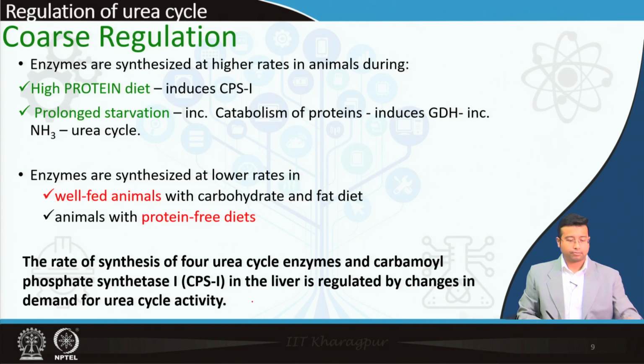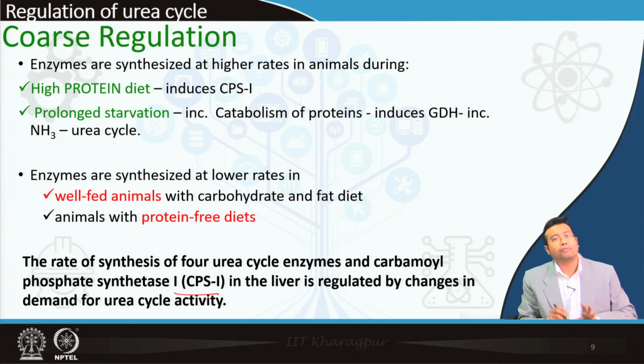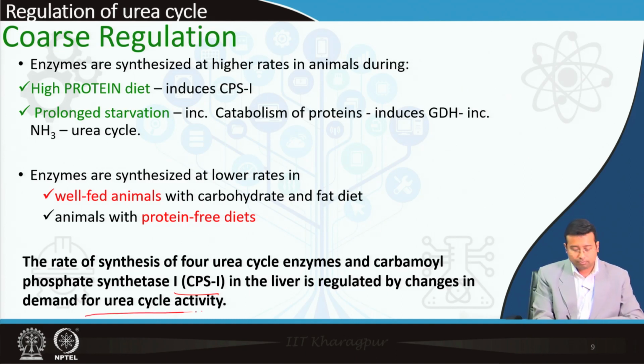So, how is this urea cycle actually regulated? There are multiple regulatory levels, basically two: one is coarse regulation and one is fine regulation. What is coarse regulation? Coarse regulation deals with inducing the enzymes of the urea cycle, basically carbamyl phosphate synthetase 1 as well as all 4 enzymes of the cycle, whenever there is an increased demand.